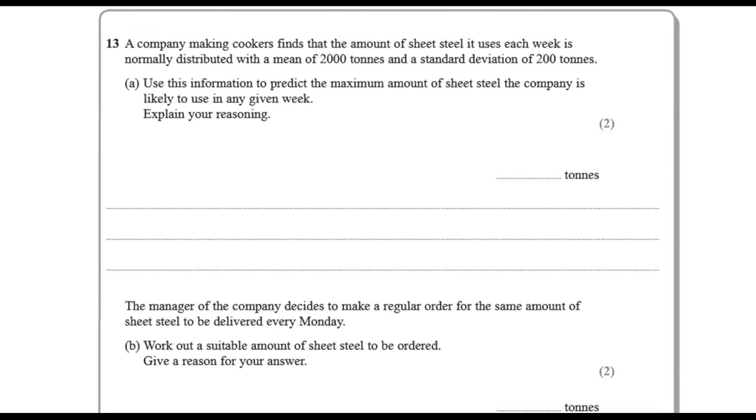Question 13. A company making cookers finds the amount of sheet steel it uses each week is normally distributed, with a mean of 2,000 tons and standard deviation of 200 tons. Use this information to predict the maximum amount of sheet steel the company is likely to use in any given week. So we need to talk a little bit about normal distribution.